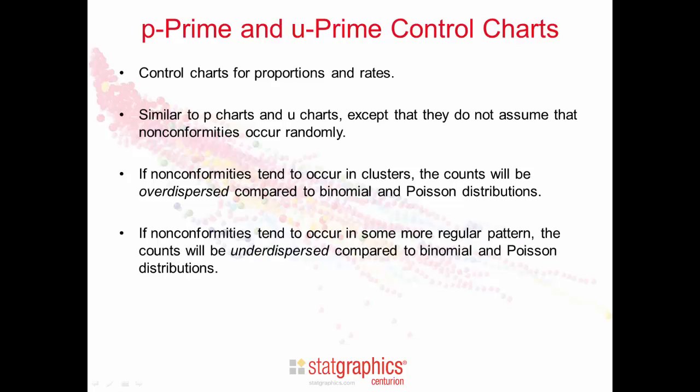If nonconformities tend to occur in some more regular pattern, then the counts will be underdispersed compared to the binomial and Poisson distributions. In that case, you won't get alarms even if the process is not in a state of statistical control.